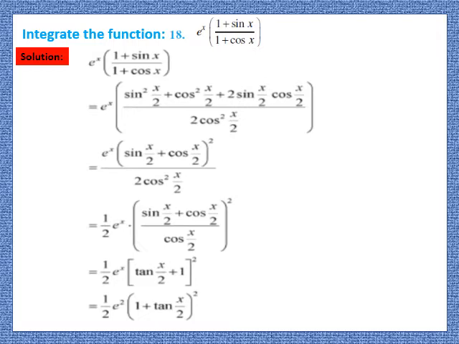Now in 1 plus sin x, 1 can be written as sin square x by 2 plus cos square x by 2, and sin x, by using the identity of sin 2x, will be 2 sin x by 2 cos x by 2. The denominator 1 plus cos x will be equal to 2 cos square x by 2; in the denominator we are using the cos 2x identity. So e power x into sin x by 2 plus cos x by 2 whole square upon 2 cos square x by 2. Taking half common, it becomes half e power x into sin x by 2 plus cos x by 2 upon cos x by 2, whole square. On simplification we are getting half e power x into 1 plus tan x by 2 whole square.